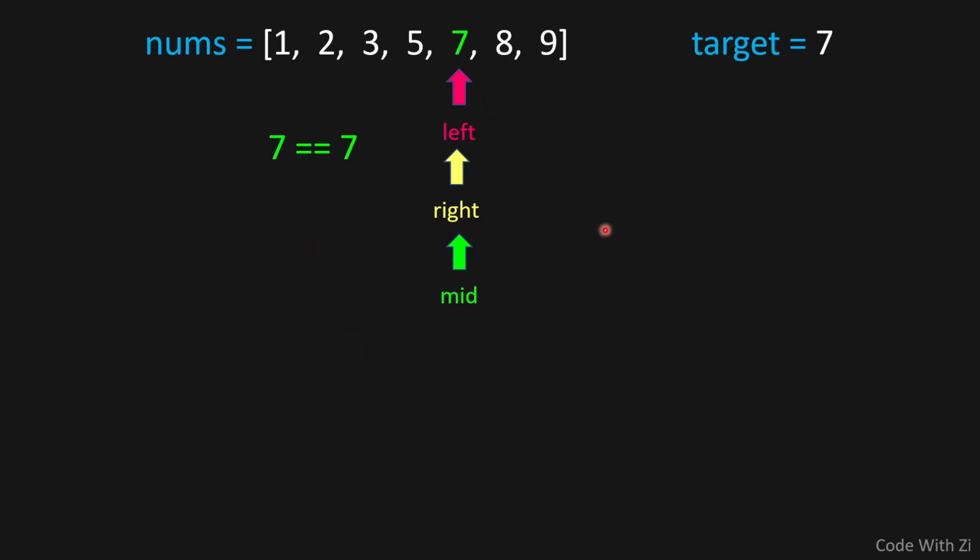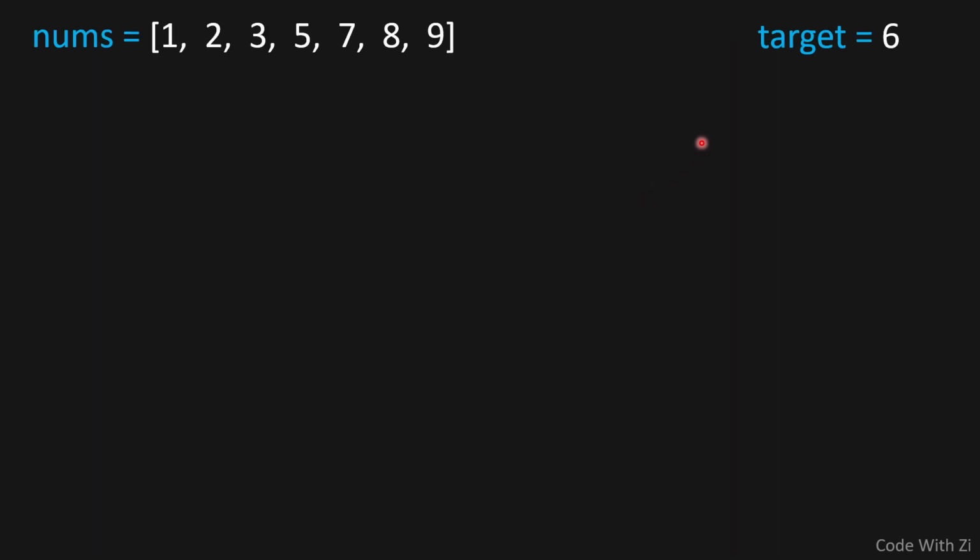This was a normal binary search, but let's see what will happen if we actually look for a number that doesn't exist inside of the array. As you can see, our target is 6 and we don't have 6 here. Now I'll explain the structure of the algorithm and then I'll visualize everything.